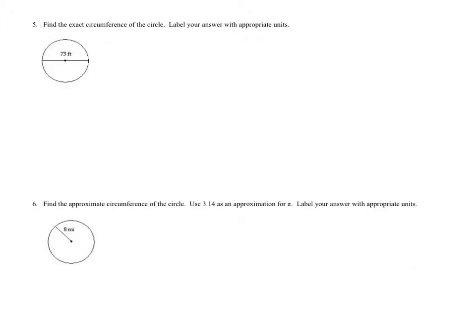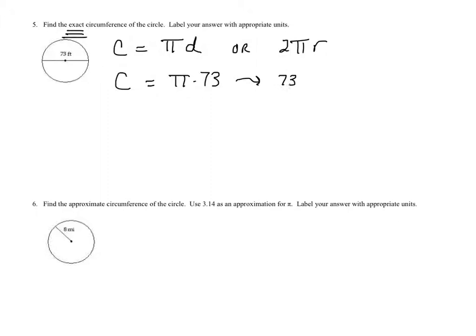Here we go. Now we're going to talk about circles. We're going to find the exact circumference of a circle. Let's review the formulas. Circumference is equal to pi times the diameter, or 2 times pi times the radius. In this case, we're given the diameter, so we're going to write pi times 73. And it says give the exact circumference. That means to leave pi in. And so we're going to write it 73 pi feet.